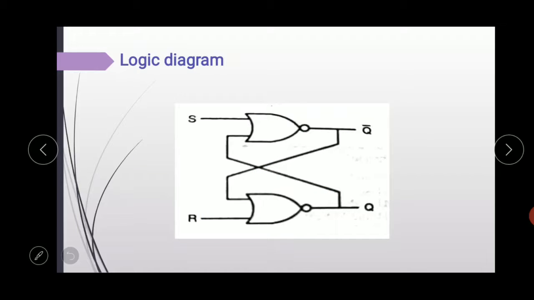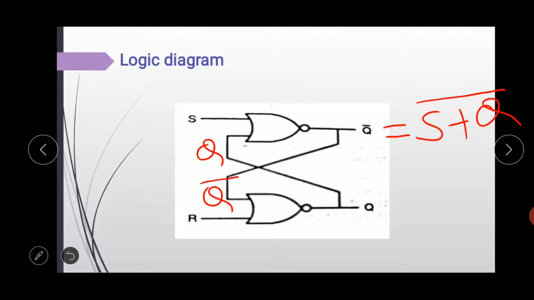So here at the input of the NOR gate, we give two inputs, that is S and Q. So Q bar equals (S + Q) whole complement. Okay, like this. Here in this NOR gate, the two inputs are R and Q bar. So at the output, Q equals (R + Q bar) whole complement. Okay, so using these equations we draw the diagram.